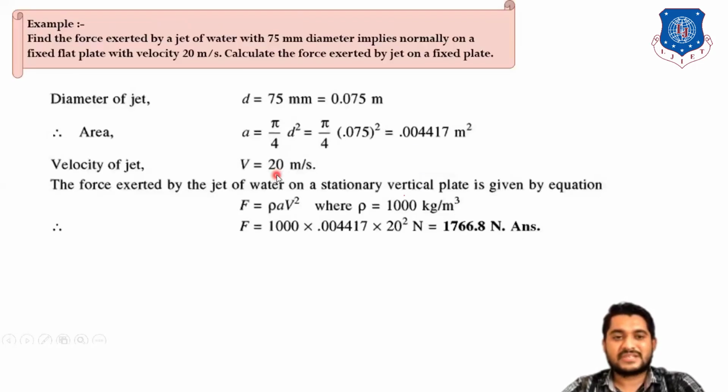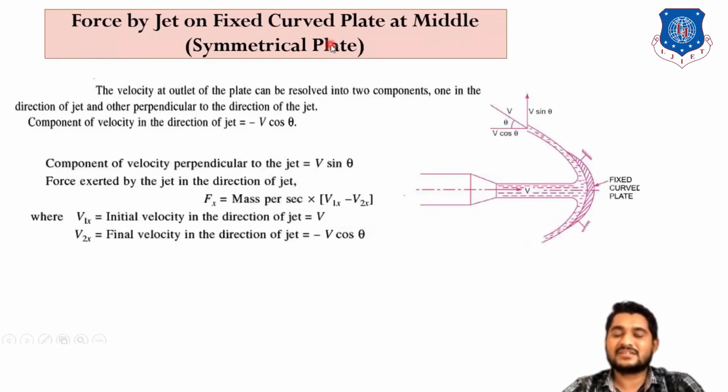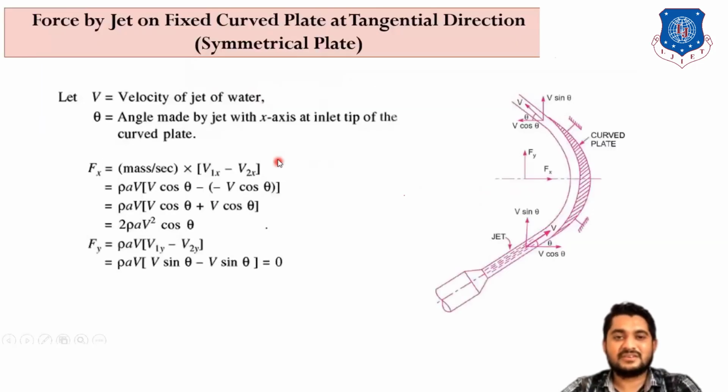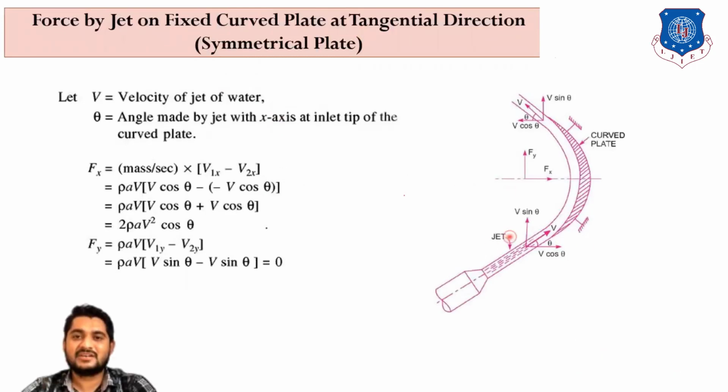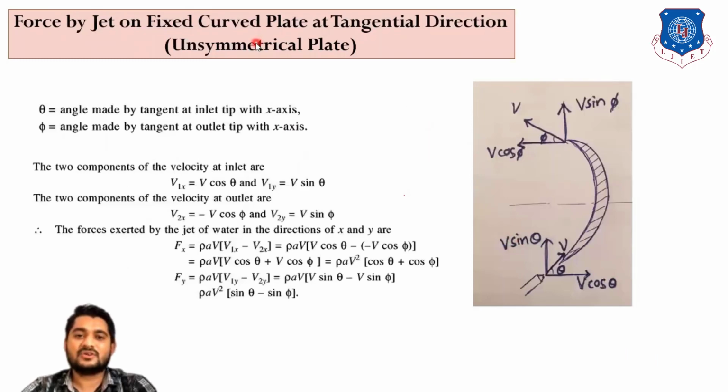Clear? So the second case is force exerted by jet on a fixed curved plate, where the jet strikes from the center and the blade is symmetrical. This is one case. The next case is where the blade is curved but the jet comes from the tangential direction and the blade is symmetrical. The last case is about an unsymmetrical blade with the jet from the tangential direction. Let us take an example of this method.